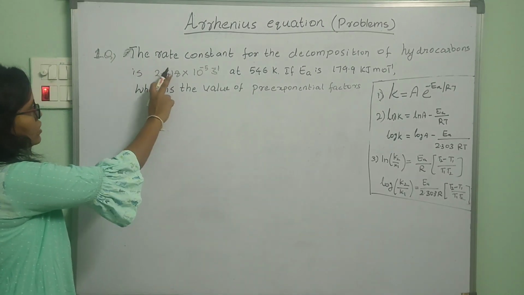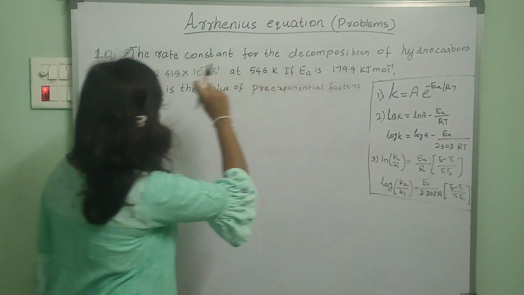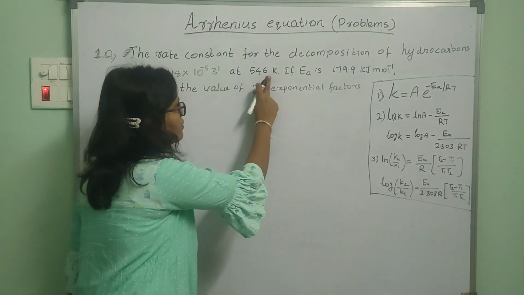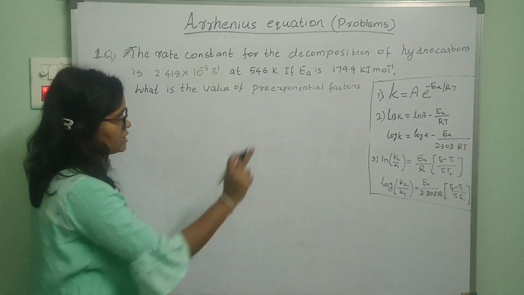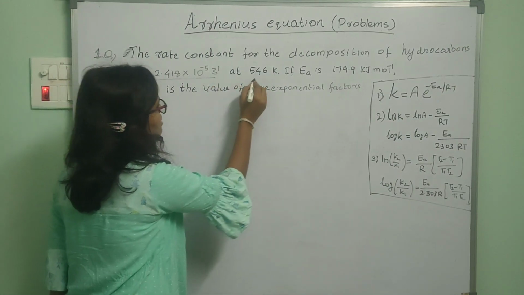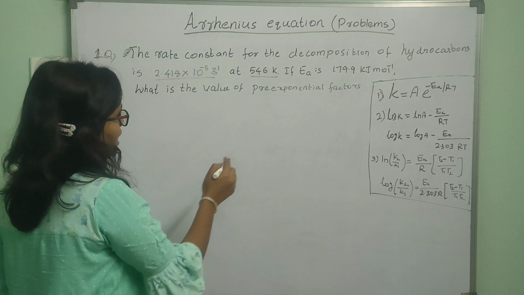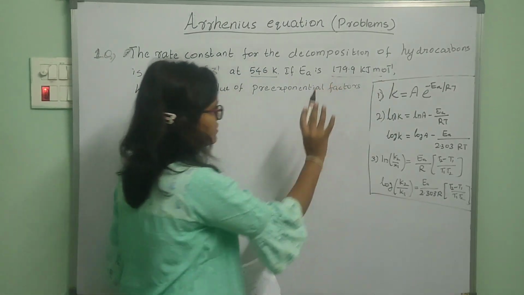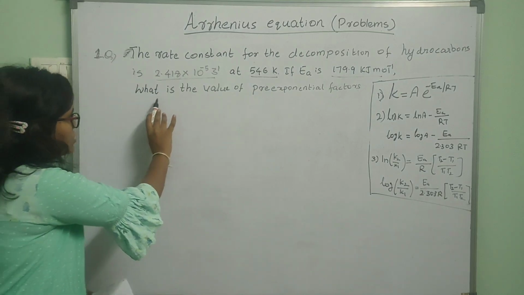It says the rate constant for the decomposition of hydrocarbons is this much. So you are given the rate constant at 546 Kelvin. That means you are also given the temperature. So you have the rate constant, you have the temperature, and if EA is this much, you are also given the activation energy, and you are asked to find the value of the pre-exponential factor.